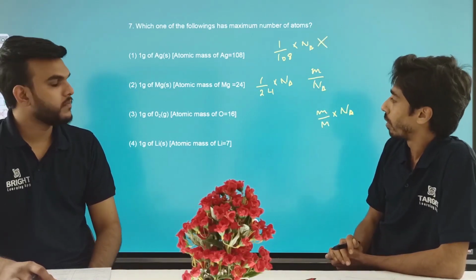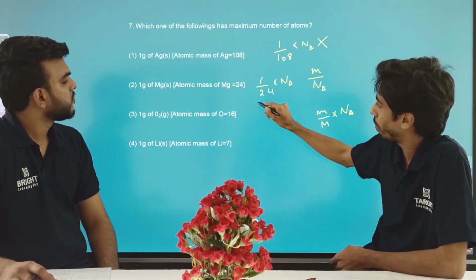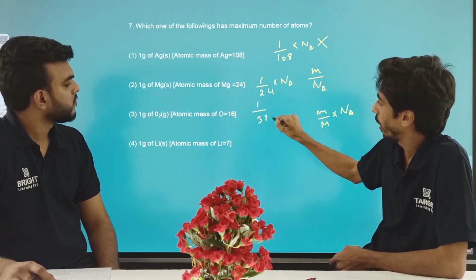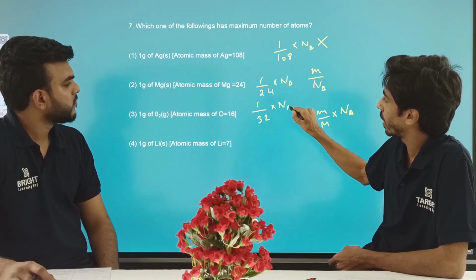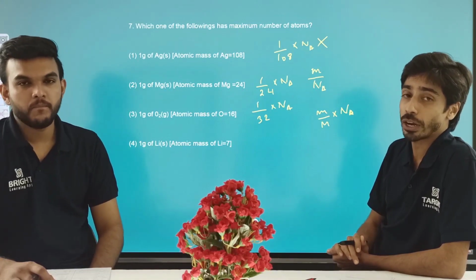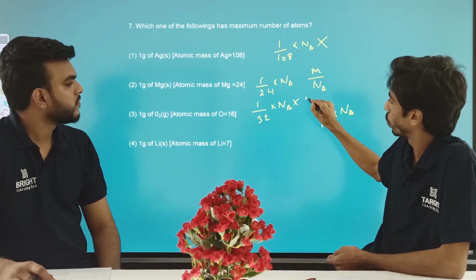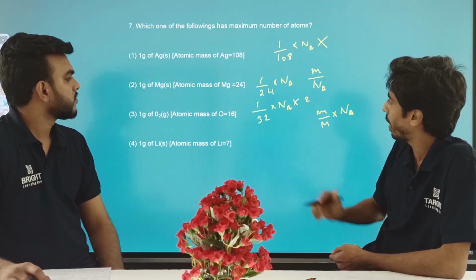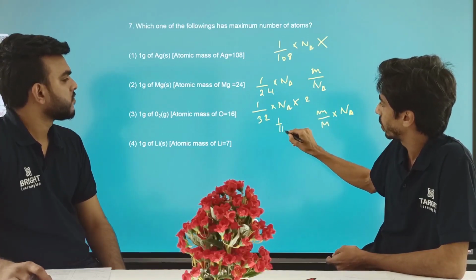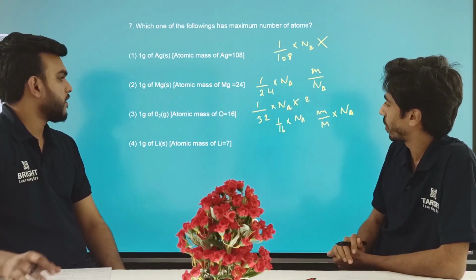1 gram of O2, with atomic mass of oxygen equal to 16, will be 1 divided by 32 into Na. And here we need to consider the atomicity, because oxygen is a diatomic molecule, so each O2 has 2 atoms. So we multiply by 2. Your answer will be 2 by 32, or 1 by 16, into Na.